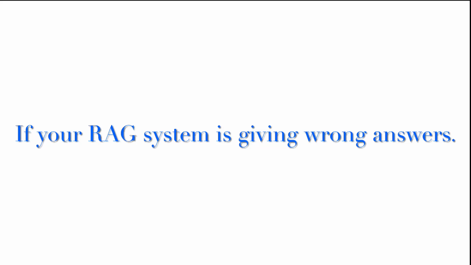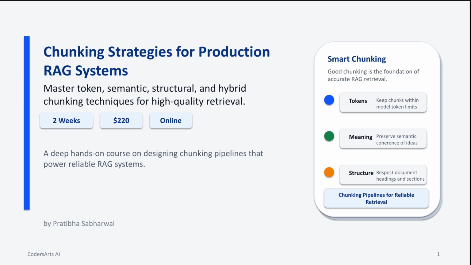If your RAG system is giving wrong answers, it is probably not your model. It is your chunking. Introducing chunking strategy for production RAG systems. Learn how to design chunking pipelines that actually work in real-world AI systems. Because great retrieval starts with three things: tokens, meaning, and structure.